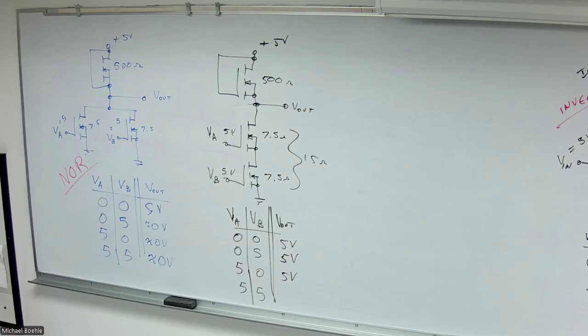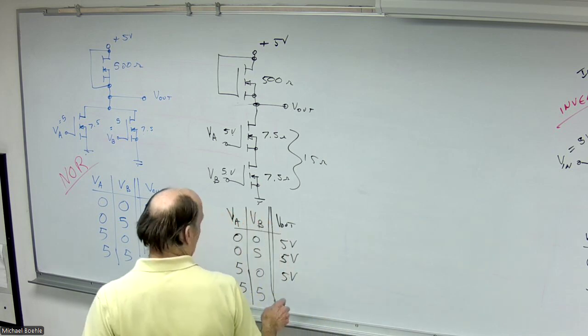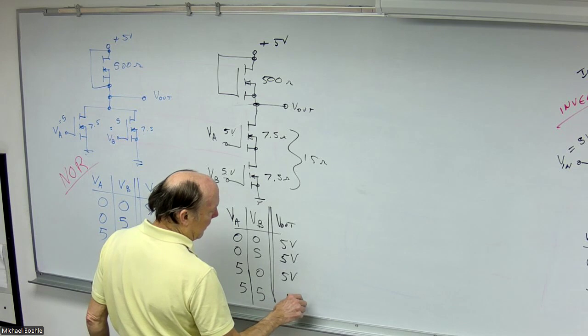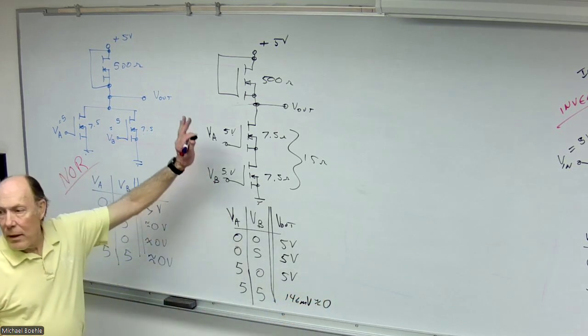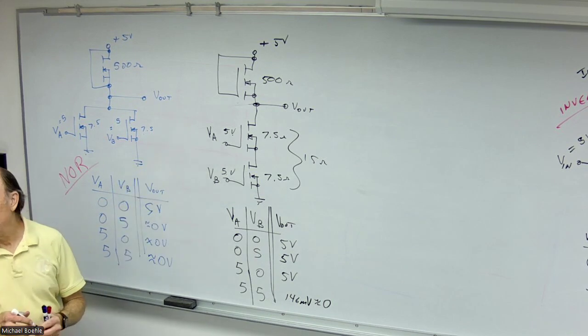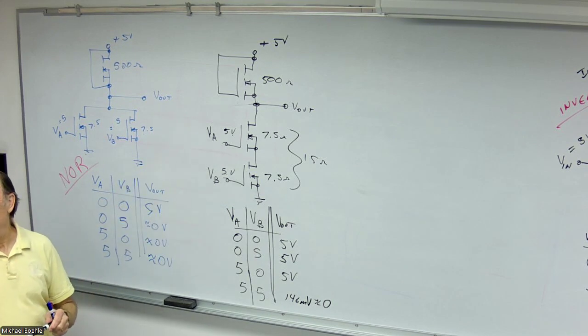So about 146 millivolts. Or in other words, still about 0. What type of gate is this? That is a NAND gate.